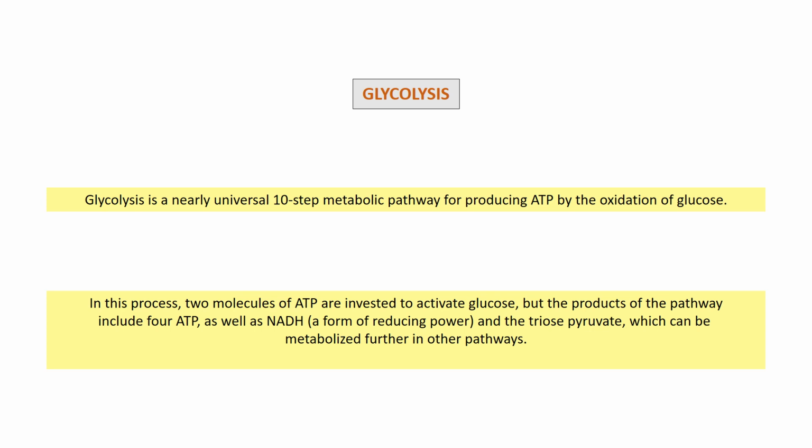In this process, two molecules of ATP are invested to activate glucose, but the products of the pathway include 4 ATP as well as NADH and the triose pyruvate, which can be metabolized further in other pathways.